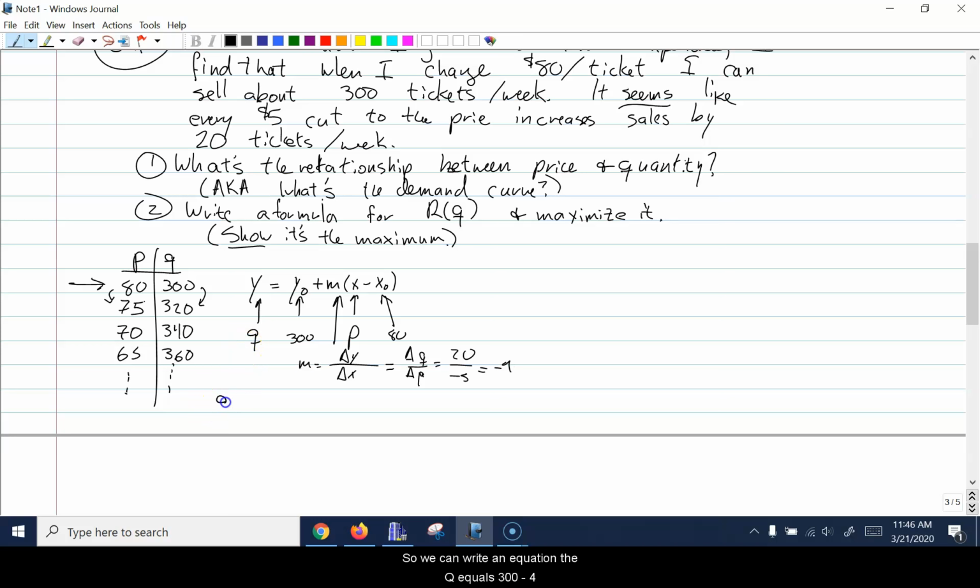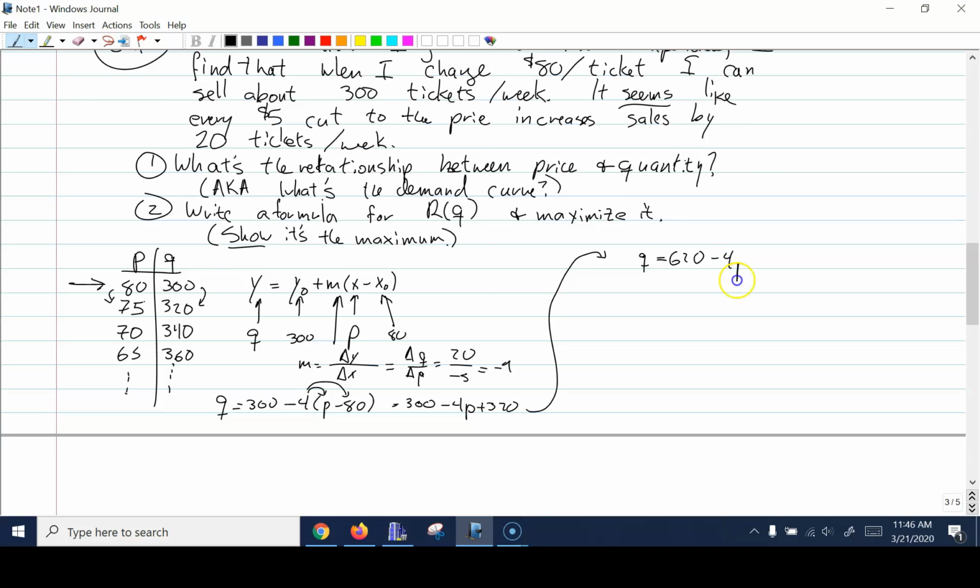So we can write an equation that q equals 300 minus 4 times (p minus 80), and then I guess I want to simplify that. So that's 300 minus 4p plus 320, so that's q equals 620 minus 4p. Hey, we got our formula for q. What's the relationship between price and quantity? Here's the relationship between price and quantity. We've answered part 1 of the question.